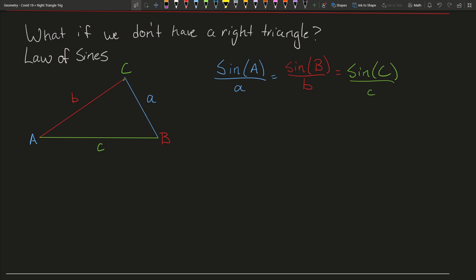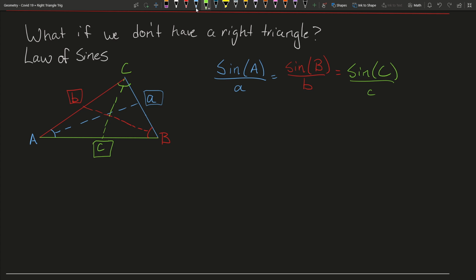All right, so in this triangle, we have different angles. We have angle A, whose opposite side is side length a. We have angle B, whose opposite side is side length b. And then we have angle C, whose opposite side is side length c. Just like when we started trig, labeling sides is super important. If you can track down opposite sides of certain angles, already you're doing really well.